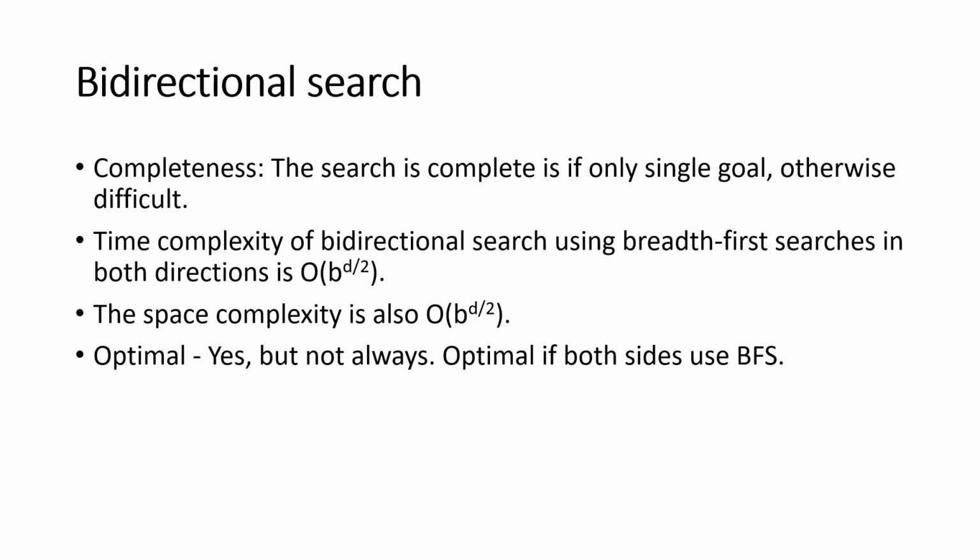Then coming to optimality, bidirectional search can be optimal, but not always. It is optimal only when both searches use BFS and all step costs are equal. We already discussed that if forward search and backward search use BFS, then this is optimal. So bidirectional search is complete for a single goal state, time and space complexity will be b to the power d by 2, and it is optimal when both forward and backward searches use BFS with a uniform step cost.